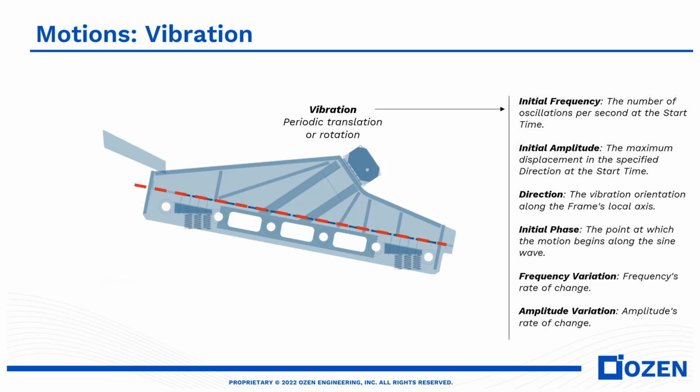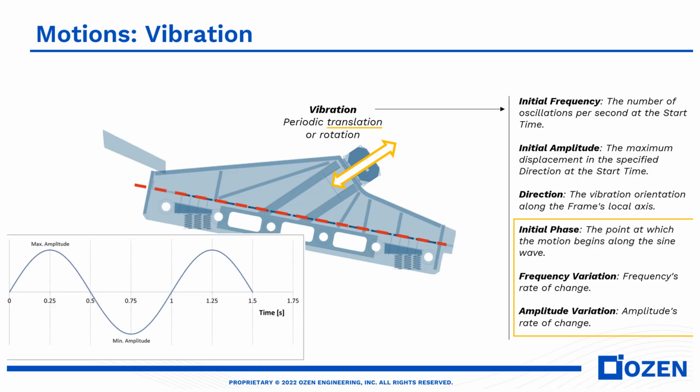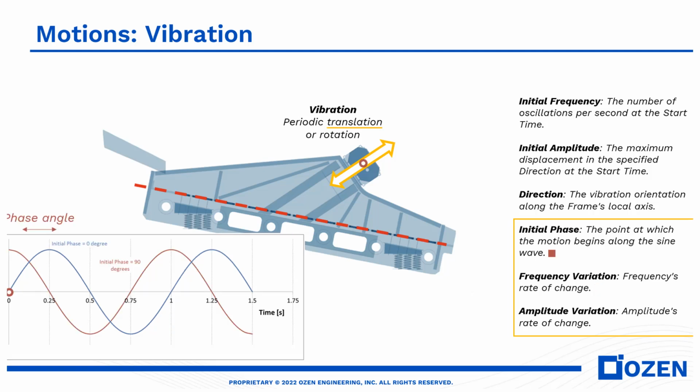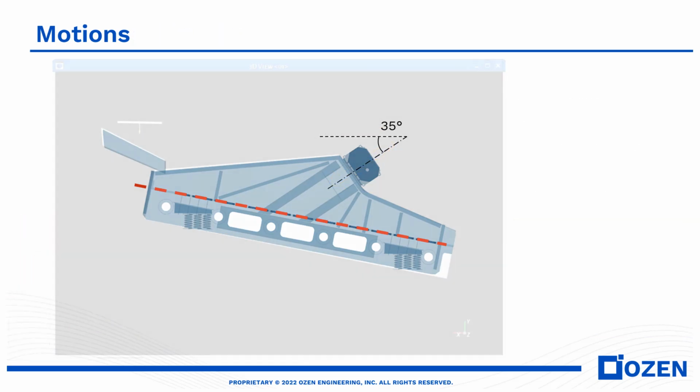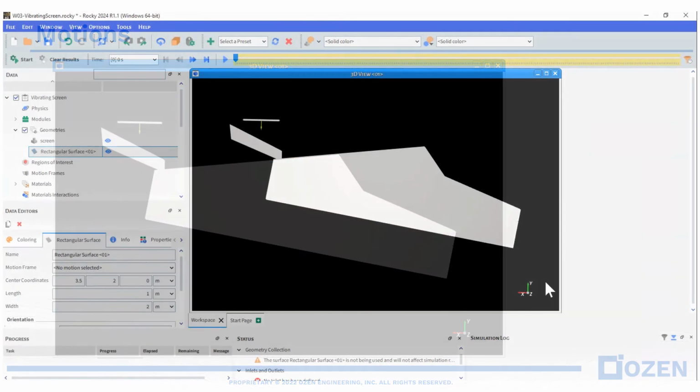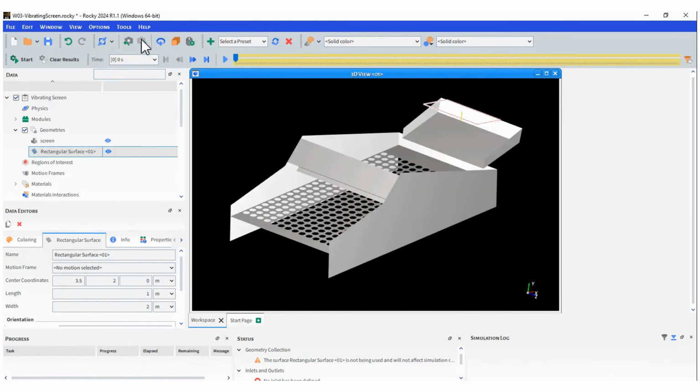In general, ANSYS Rocky allows you to set up several parameters, but for a linear vibration, we need only three of them. First, the amplitude. Second, the frequency. And third, the phase, that determines the initial position. The slope of this screen is 35 degrees, and it's a parameter that may change in further simulations.